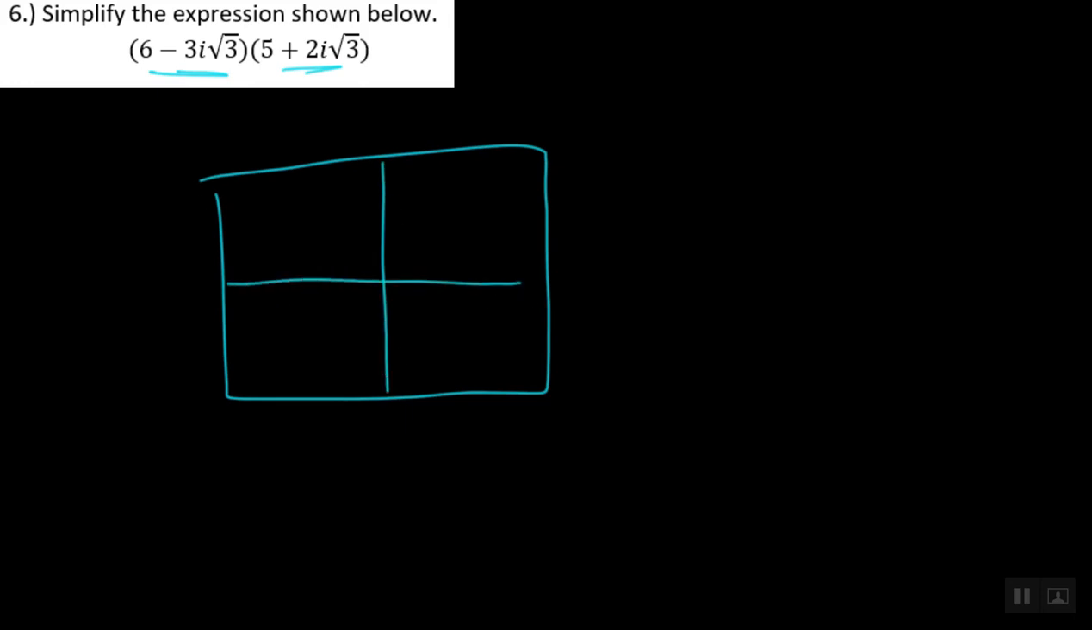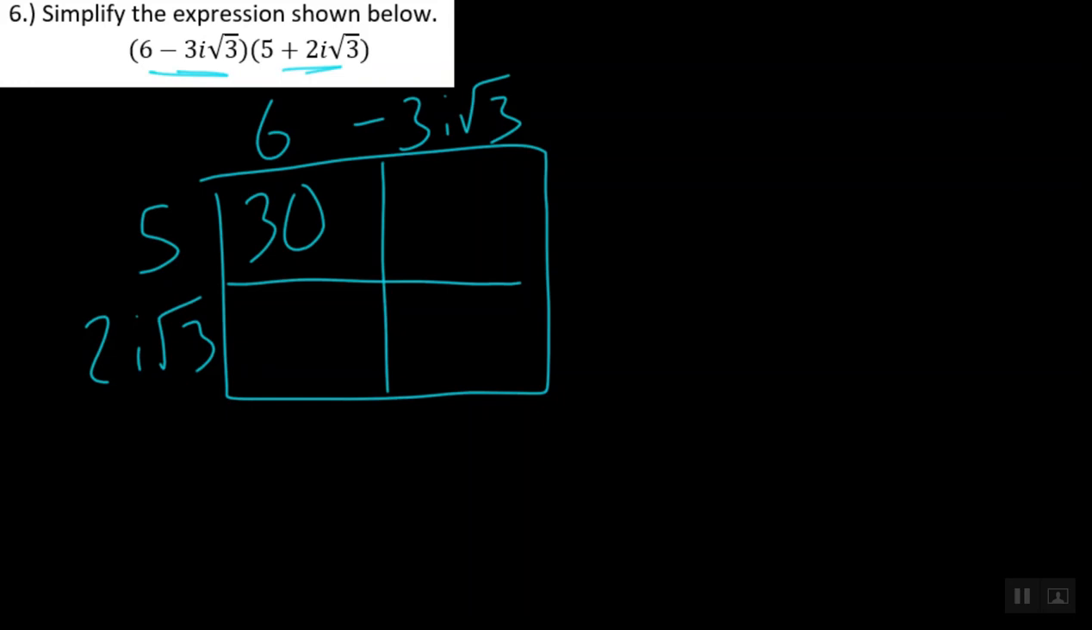I would encourage you to try and make this one a little bit bigger because you have to fit in these radicals. Minus 3i square roots of 3. And here we have, of course, 5 plus 2i square roots of 3. Now in our top left box, we have 5 times 6, which is 30. In our top right box, we have 5 times negative 3, which is negative 15i square roots of 3. Here we have 2i times 6, which will be 12i square roots of 3.